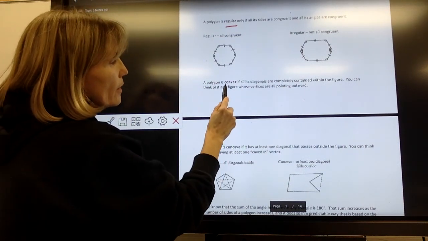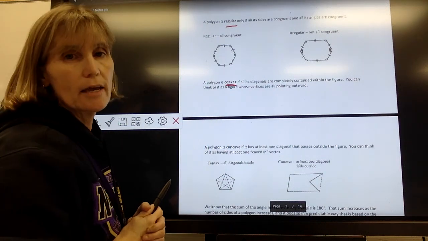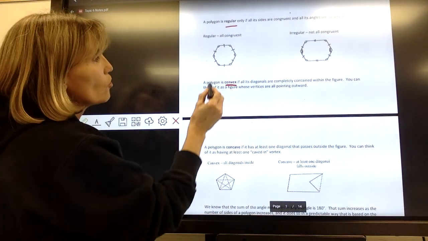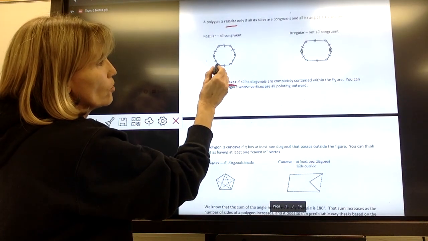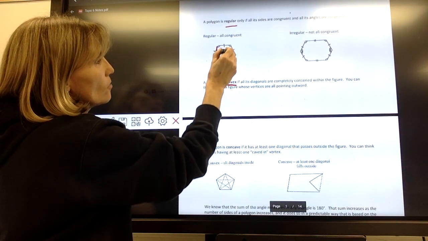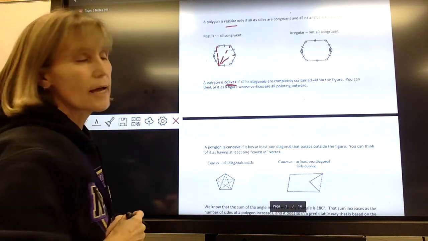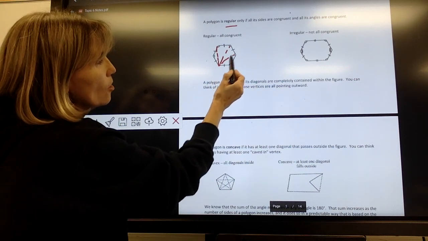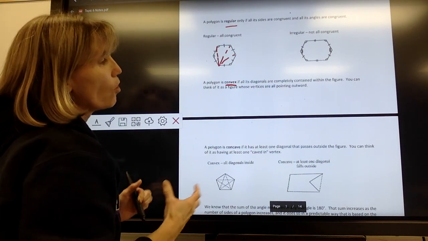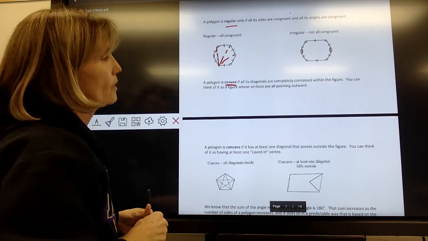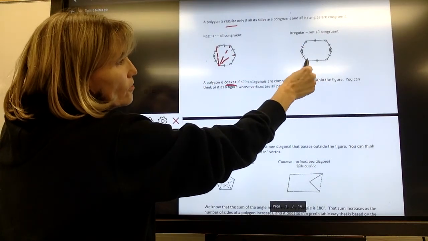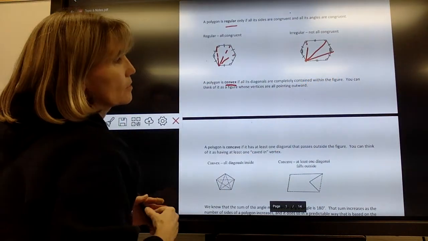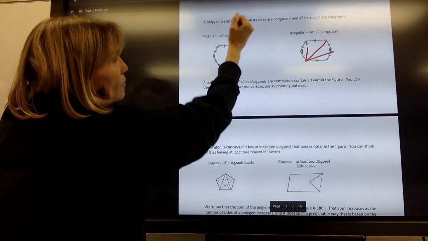The other thing, the polygon is considered convex if all of its diagonals are completely contained within the figure. So we draw a diagonal by choosing a corner, and I can draw diagonals through this figure. Those are 3 diagonals. You just have to skip the next consecutive vertex. But these would be 3 diagonals. They're all inside the figure. That makes it convex. This is also a convex figure because any diagonal I can draw here is going to be completely inside the figure.